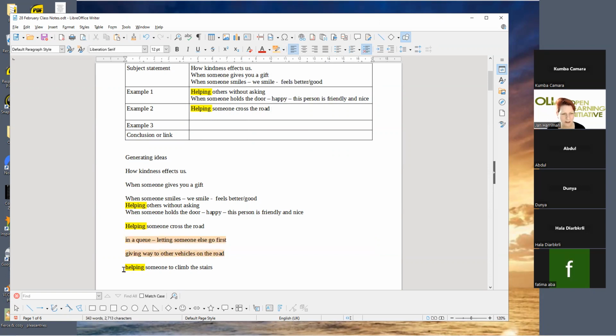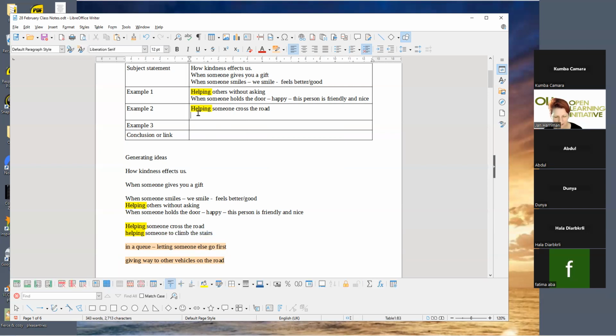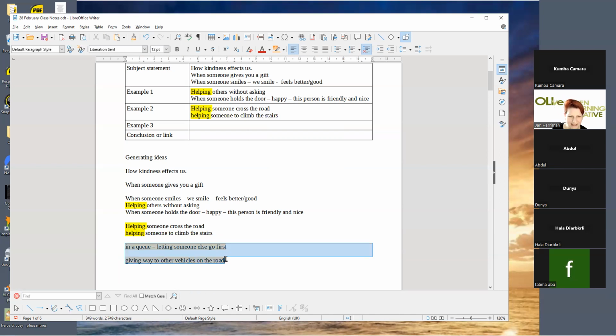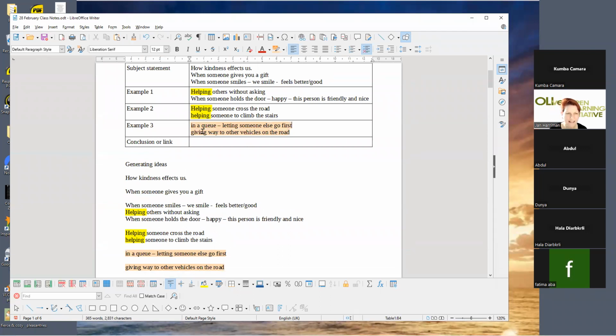Yeah. So we can combine these two examples, helping someone across the road, or helping someone to climb the stairs, right? So those two could go together. So hopefully you're seeing how this process is going, right? We came up with all of these ideas, and now we can put all of these ideas in a wonderful order.